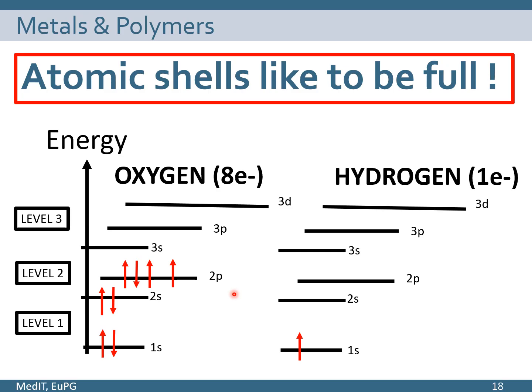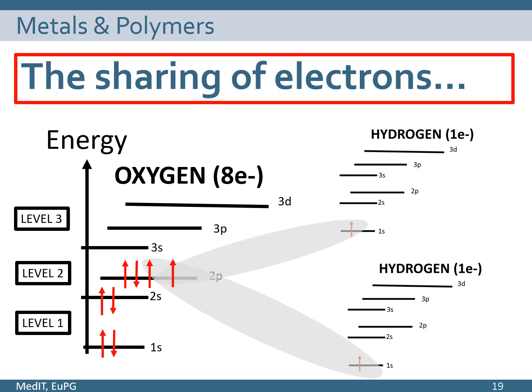Now let's look at hydrogen here. It is missing just 1 electron to complete its 1s level. So hydrogen will therefore do everything it can to gain one electron. So nature offers hydrogen and oxygen a very interesting solution to achieve that. It's kind of a compromise.